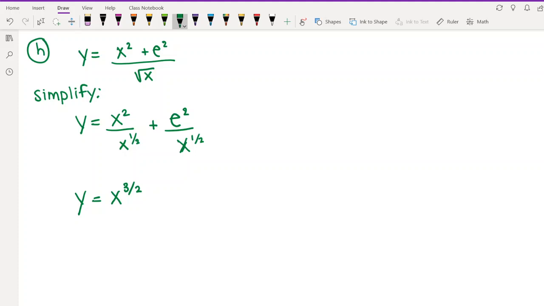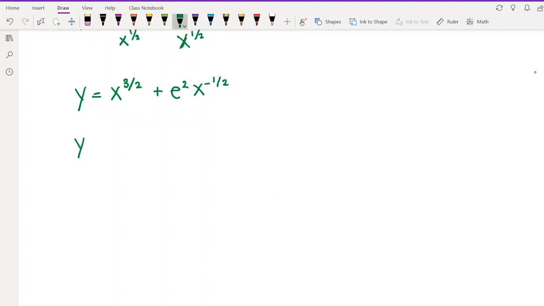And then here, remember that e squared is just a number, right? If there's no variable anywhere, then it's just a number. So we can rewrite this as e squared times x to the negative 1/2 and treat it just the same as you would if it were like 5 times x to the negative 1/2.